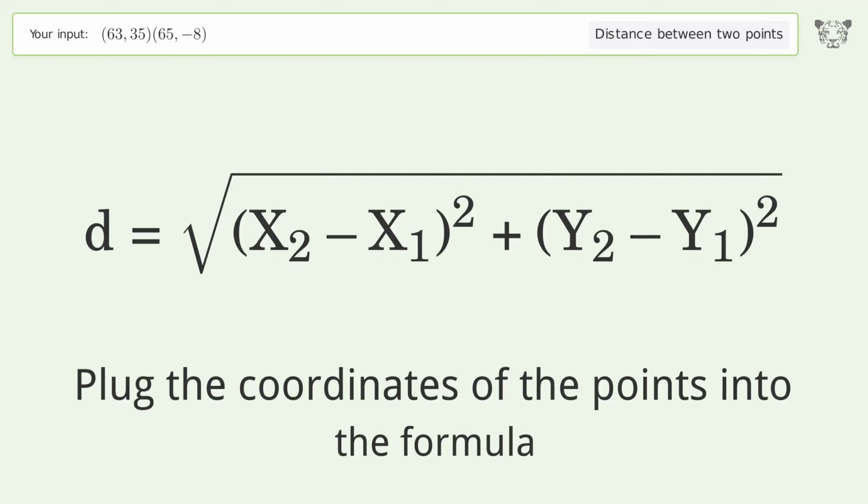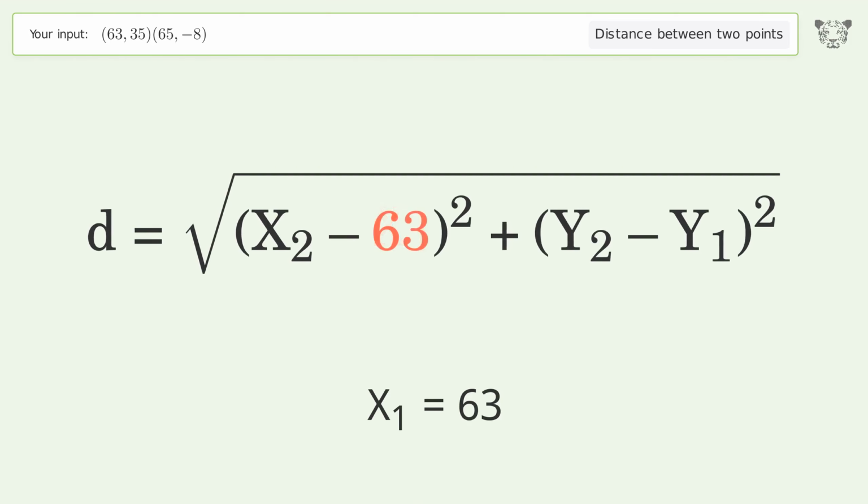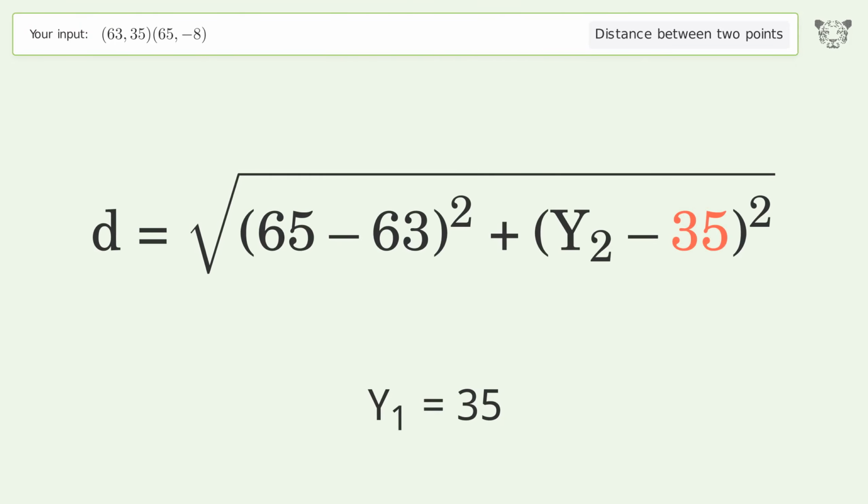Plug the coordinates of the points into the formula. x1 equals 63. x2 equals 65. y1 equals 35. y2 equals -8.